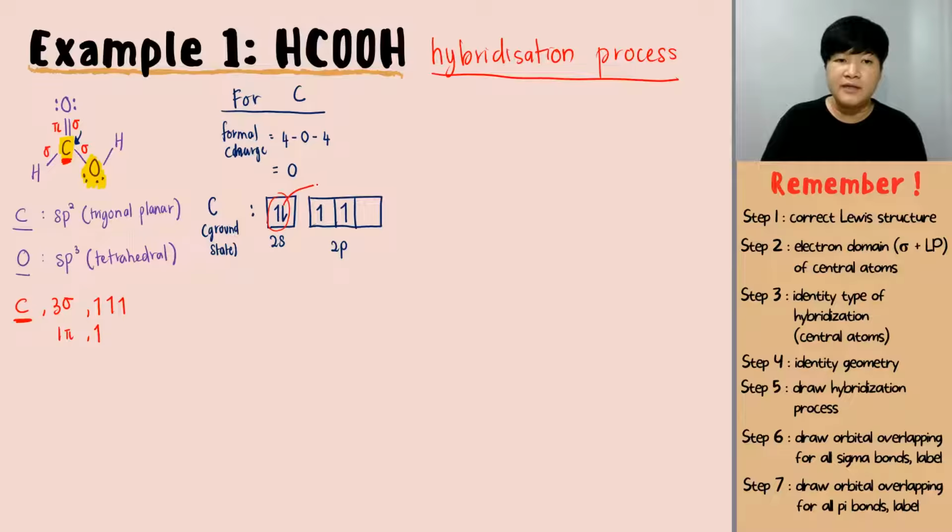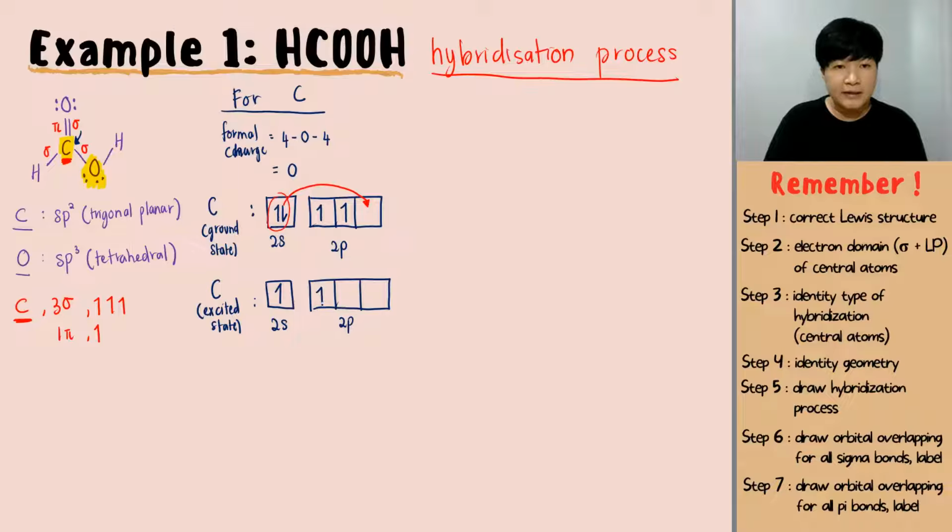That's why we will then excite one of the electron from the 2s to the 2p. Therefore, your carbon excited state shall look something like this, where in the 2s electron will change, the pair up electron will left with 1 single unpaired electron, while in the 2p will have extra 1 single unpaired electron that is excited from the 2s. Okay? And as you have determined, the hybridization of this carbon is a sp2.